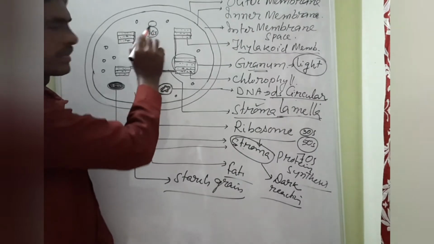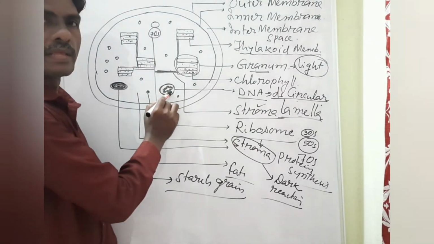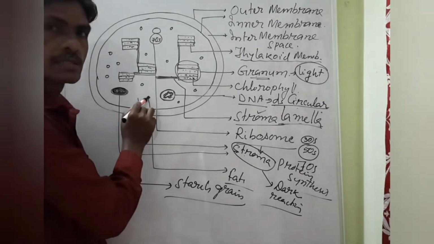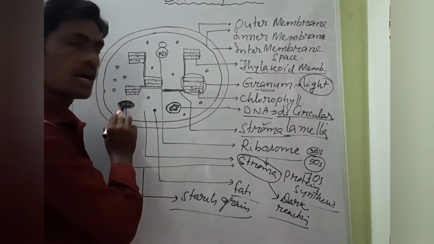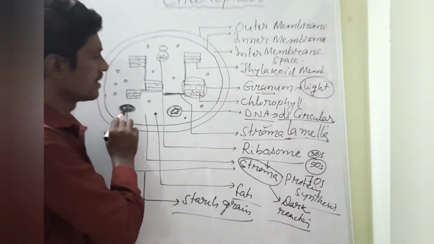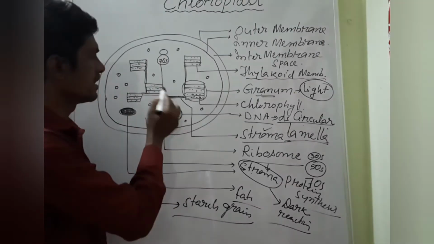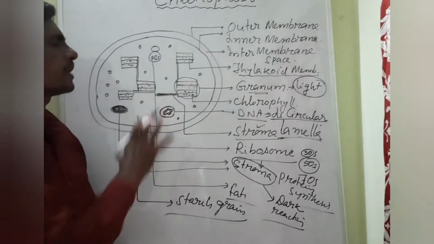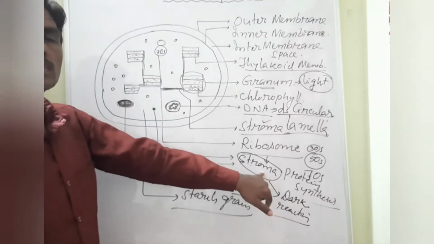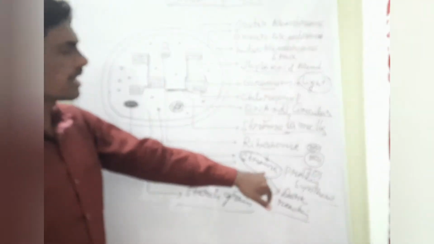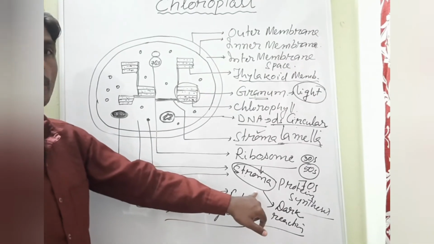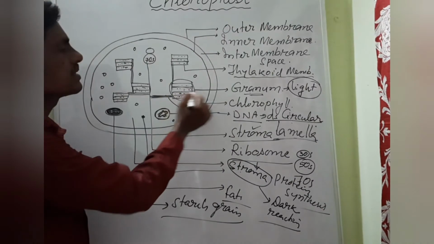ribosomes, DNA, fat bodies, and starch grains, that is the carbohydrate, fat, and they can synthesize proteins. All these things are found in the non-green part, we can say the stroma. Also, I already discussed that the dark reaction, the enzymatic reaction, takes place in the stroma, and the green part is called granum.